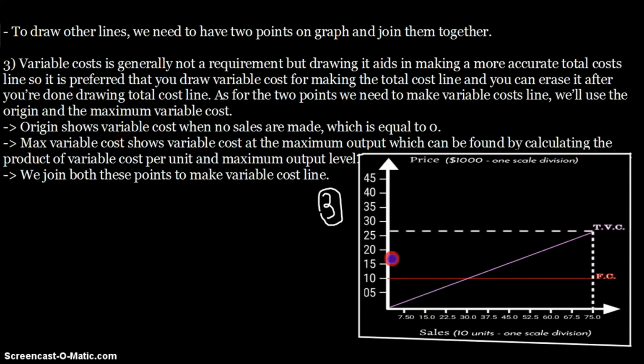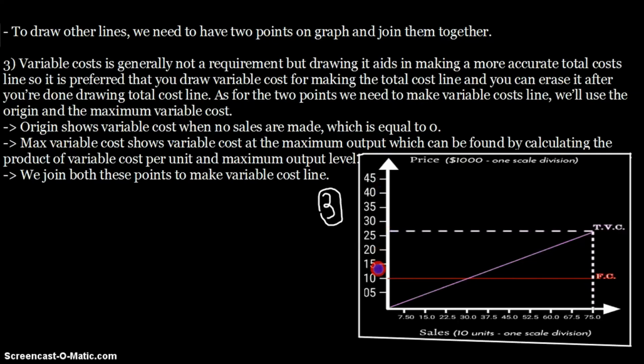The 2 points that we needed for total variable cost: first is the origin, which shows variable cost when no sales are made, which is equal to 0. Sales are 0, variable cost is also 0. Second is the maximum variable cost, which shows variable cost at the maximum output, which can be found by calculating the product of variable cost per unit and maximum output level. So we just found that $35 per unit is the variable cost, and maximum output level was 750, so $35 multiplied by 750 gives us this value, which is roughly around 27,000 something.